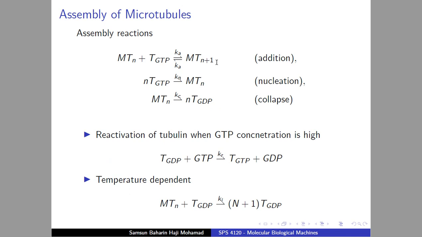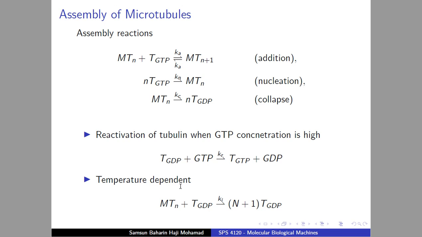Okay, so these are the reactions. MTN plus TGP equals MTN plus 1 addition. MTN, these are the nucleation, and this one is the dissociation. When tubulin gets GTP, we are going to get back this tubulin GDP and the temperature. Okay, so these are the reactions for the temperature.